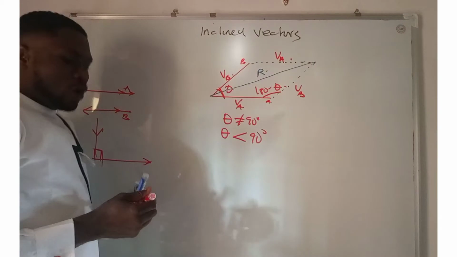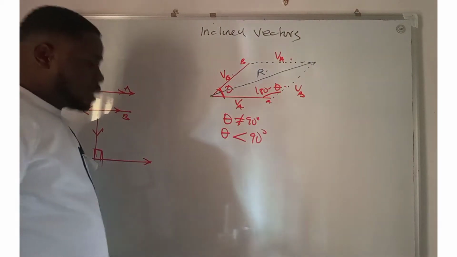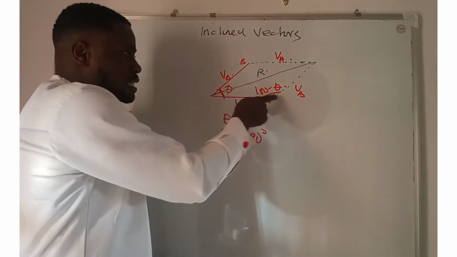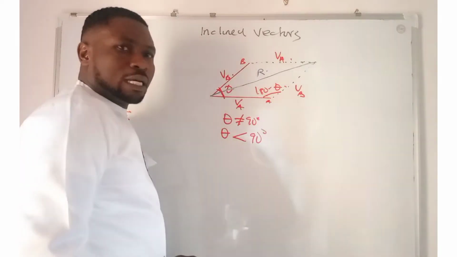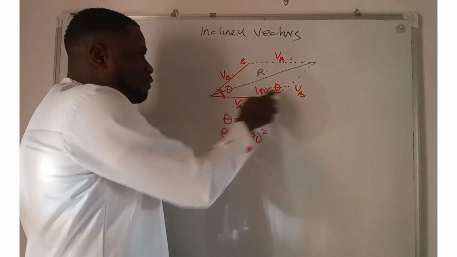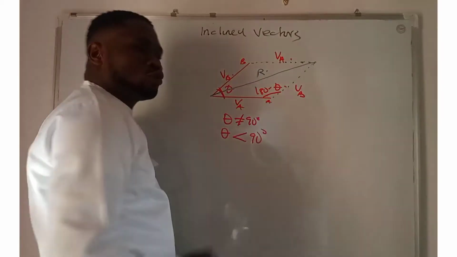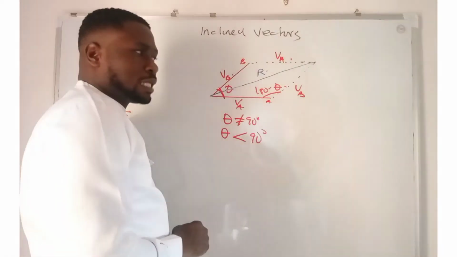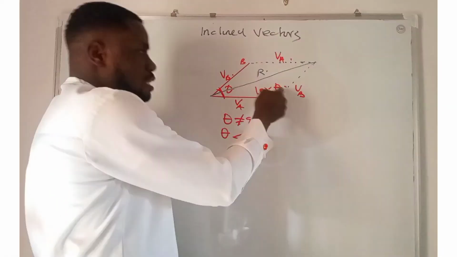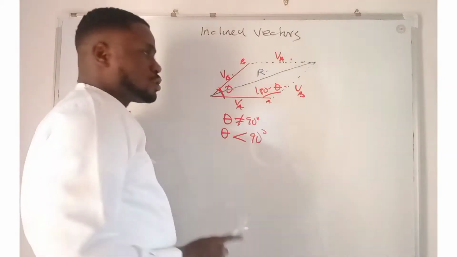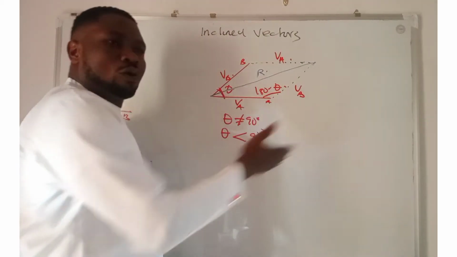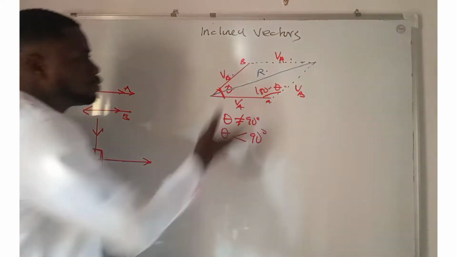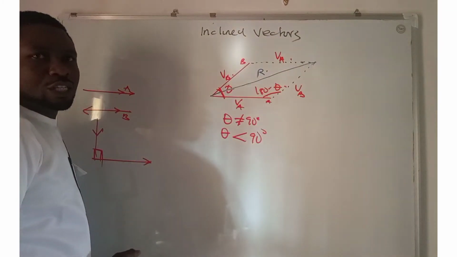Why? Because the base angles of a parallelogram are supplementary. What that means is that this angle plus this angle must be equal to 180. Therefore, if we've gotten this angle, for you to get this other angle, we use 180 minus theta. So the sum of this angle plus this angle must be equal to 180, which is why we say base angles of a parallelogram are supplementary.